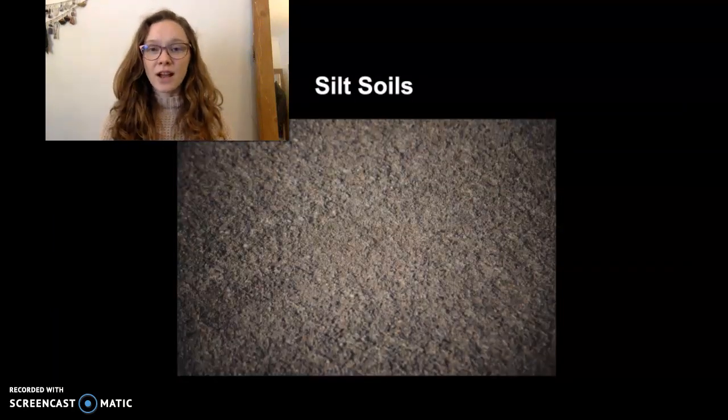Finally, silt soils are kind of our Goldilocks. They tend to hold a good amount of water and a good amount of nutrients, but they're not too wet or too dry.